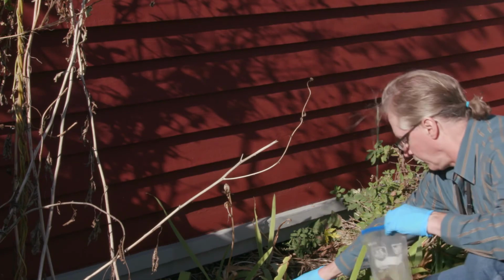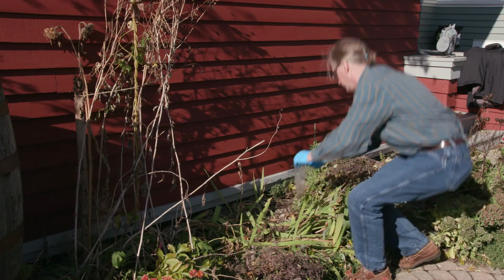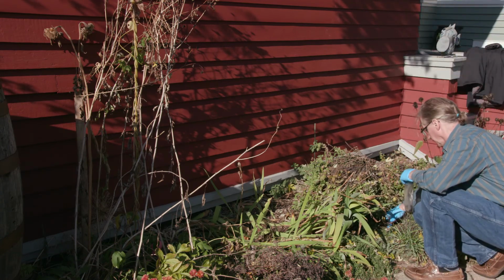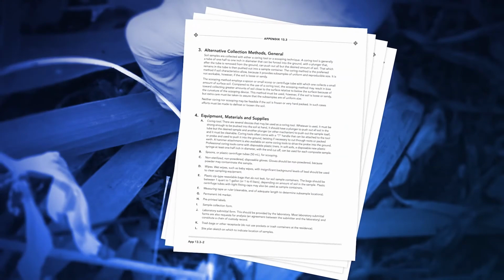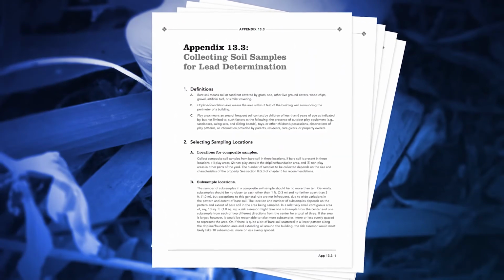If the family indicated during the questionnaire interview that they eat food grown in a garden, a soil sample should also be collected from the garden. Review the protocol for sampling gardens in the HUD guidelines. The process for sampling garden soil is different from sampling bare soil in the yard.